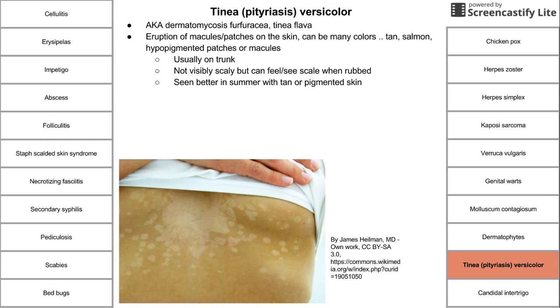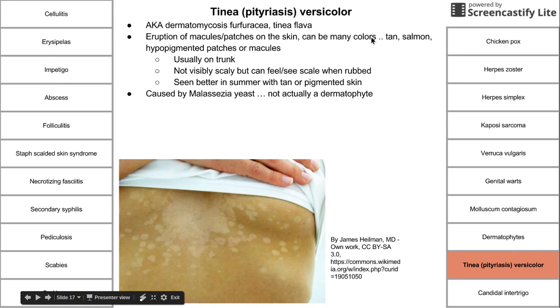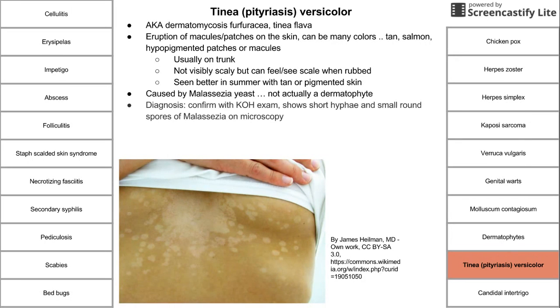These are seen better in the summer with tan or pigmented skin or in darker skinned individuals. These are caused by a yeast, the Malassezia yeast, which is not actually a dermatophyte, which is a bit confusing because they're called tinea versicolor, but it's caused by a yeast, not a dermatophyte. To diagnose tinea versicolor, you can confirm that there's an actual fungus there with the KOH exam. You would see short hyphae and small round spores of Malassezia on microscopy.